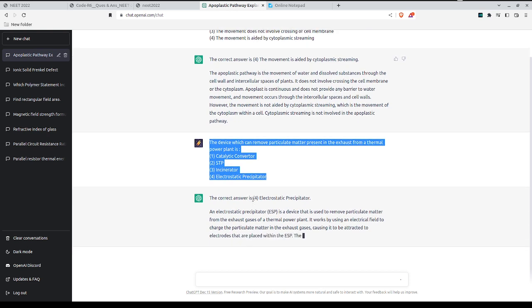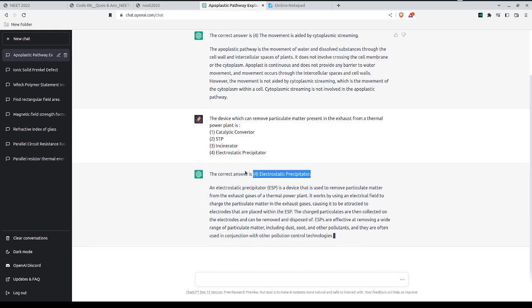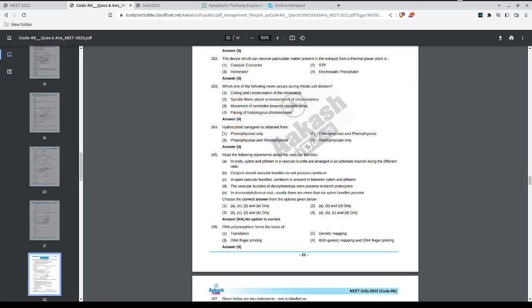The device which can remove particulate matter present in the exhaust from a thermal power plant is: 1. Catalytic converter, 2. STP, 3. Incinerator, 4. Electrostatic precipitator.